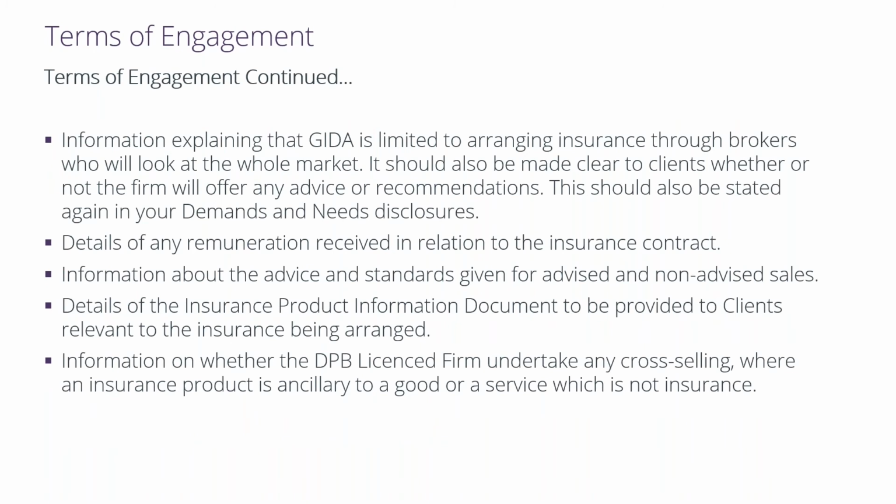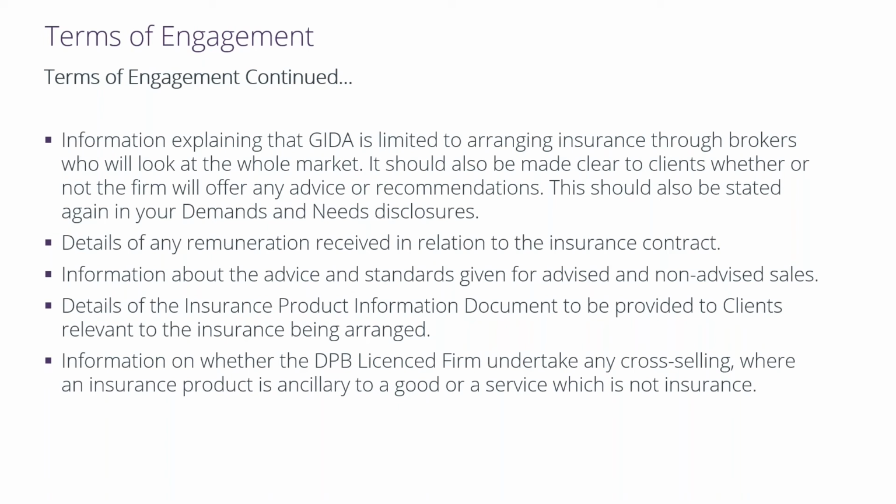Next, you need to provide information explaining that GIDA is limited to arranging insurance through brokers who will look at the whole market. If this is the case, it should also be made clear to clients whether or not the firm will offer any advice or recommendations. This information will need to be stated again in your demands and needs statement, which we'll discuss shortly. Next, you need to state the details of any remuneration received in relation to the insurance contract. So this would be commission or any low claims, discounts or bonuses that you receive. The definition within this section is that you must state the nature and basis of the remuneration that you're going to receive. Next, you also need to provide information about the advice and standards given for advised and non-advised sales.